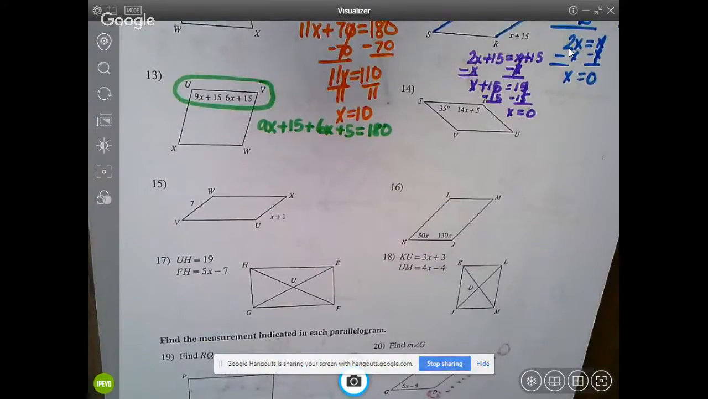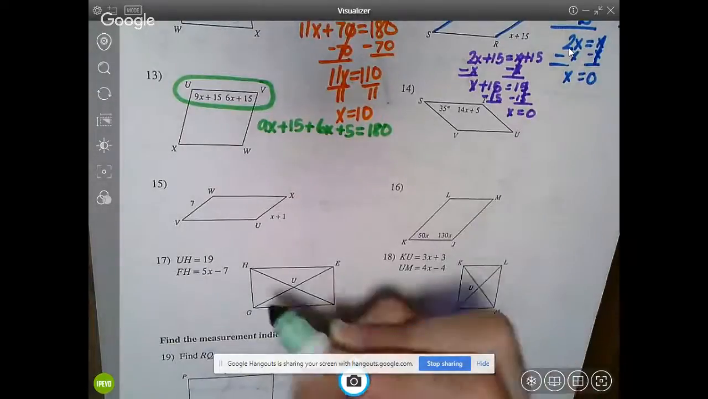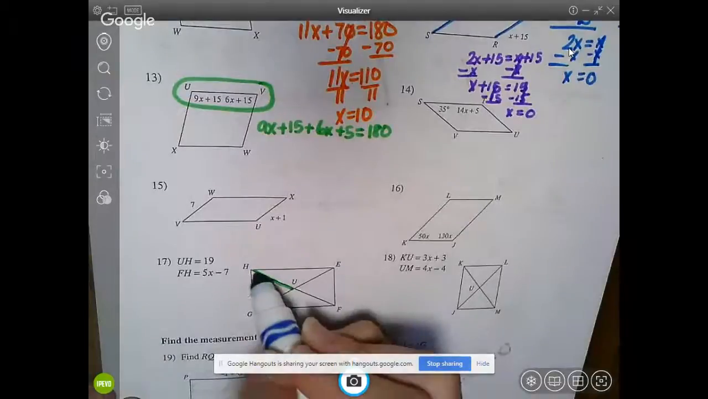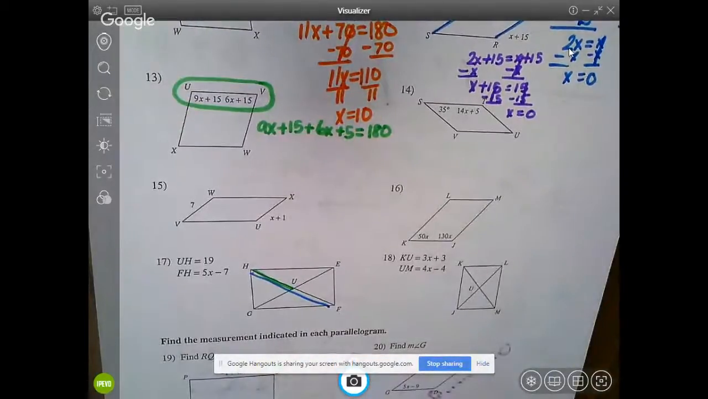Start with 17. What was your question? In 17, you're going to have to find FU first, or UF first, and then you can set them equal. Because UH is this piece right here, and FH is this whole thing. Won't UH and UF be equal to each other? Yes. Isn't that the definition of bisection? Yep. Diagonals bisect each other.